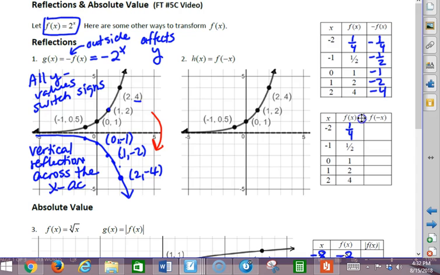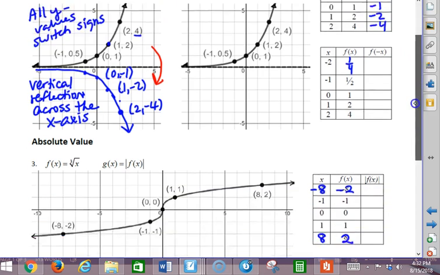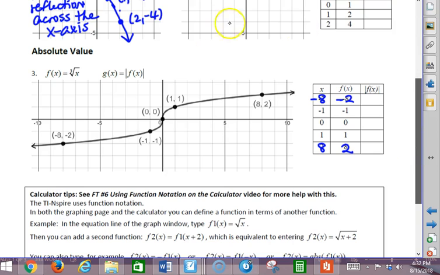Now what if the function wasn't all positive y values to start with? Let's just look down here. If we had this function below and I did negative f of x here, it would end up looking like this. This part would flip down here, this part would flip up here. So that's what it would look like if we had both positive and negative y values to start with.